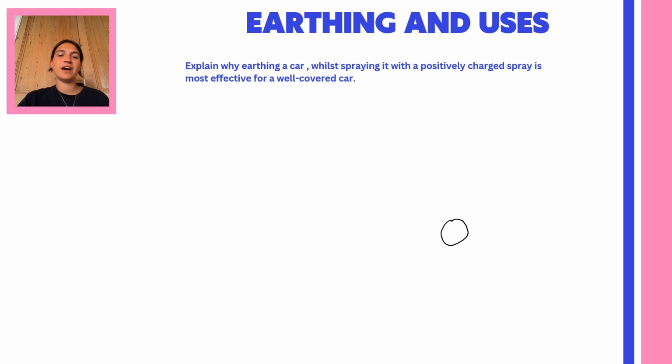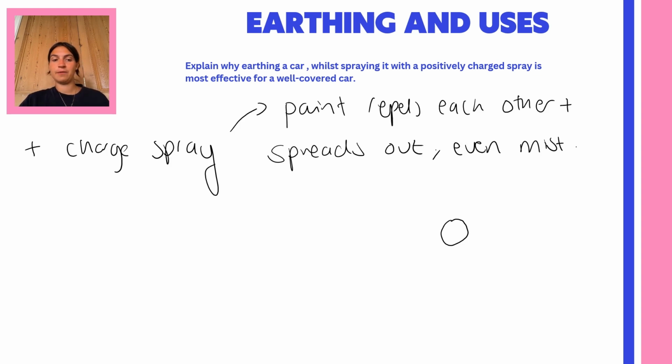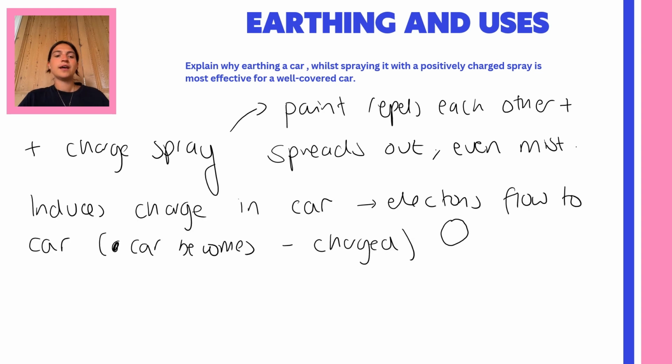Okay, explain why earthing a car while spraying it with a positive charge spray is most effective for a well-covered car. So firstly, let's talk about the positive charge spray. Remember, if all of those little paint droplets have a positive charge, then you all have like charges, and those like charges repel each other. So all your paint droplets spread out from one another to give you a nice even mist.